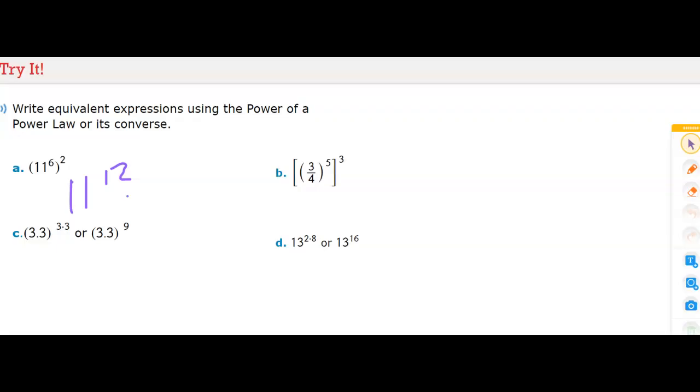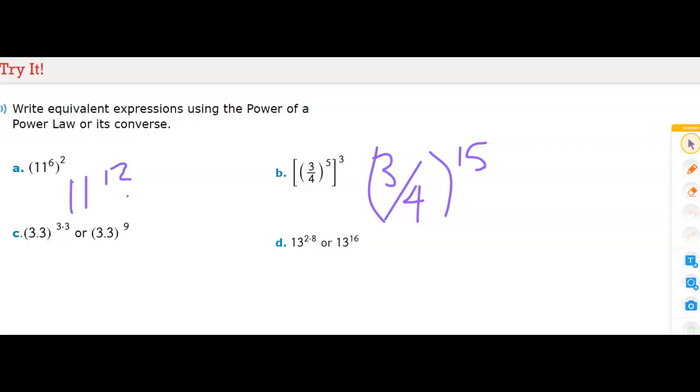Then we have B, which is 3/4 to the power of 5. Okay. So then in this case, we would have 3/4, I'm going to put it in parentheses, to the power of 15.